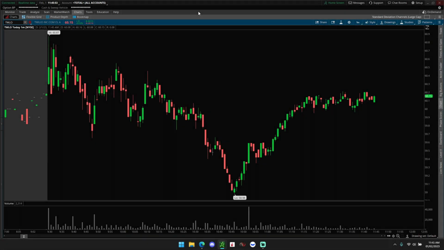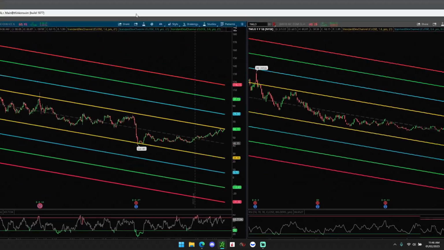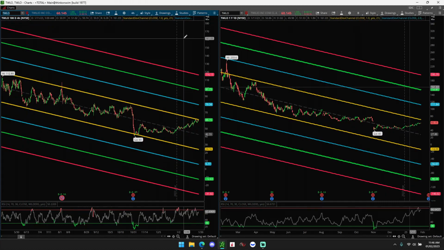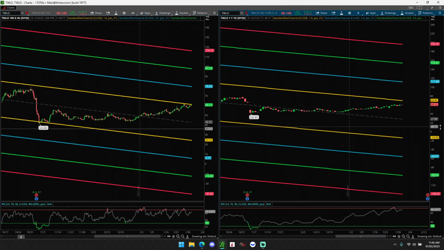In this one we are going to be looking at TWLO. So to get straight into it, on the day, again, not too much action, it's only up 0.5%, but what we really want to be paying attention to is how we do all our technical analysis on this channel, and that's using standard deviation channels. On the left we have a 6-month, on the right we have a 1-year chart, and this is really just how I find my trading edge.